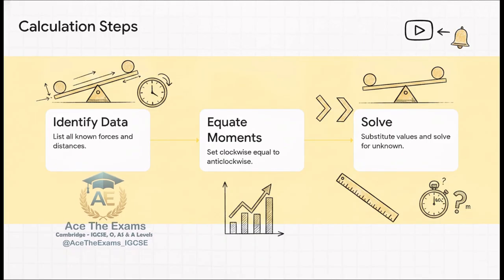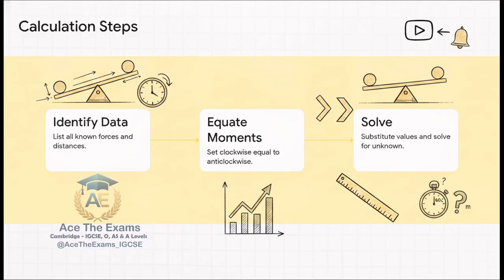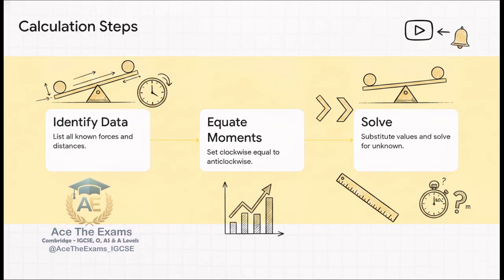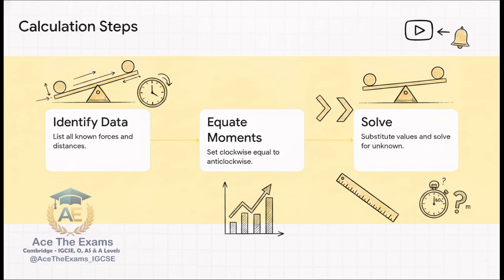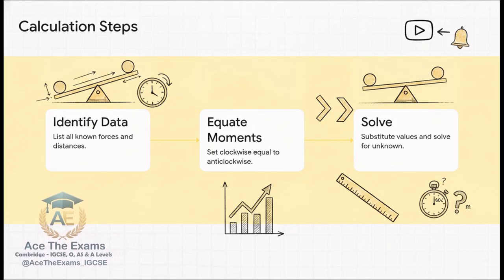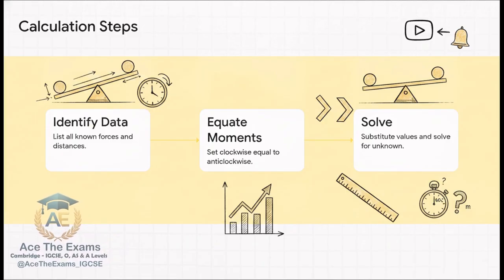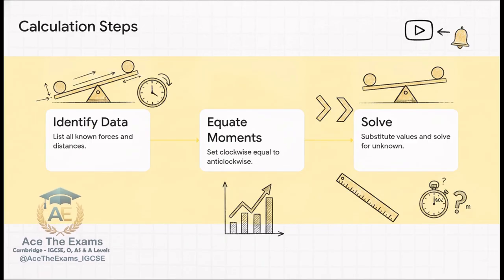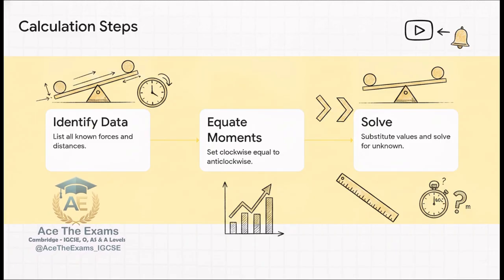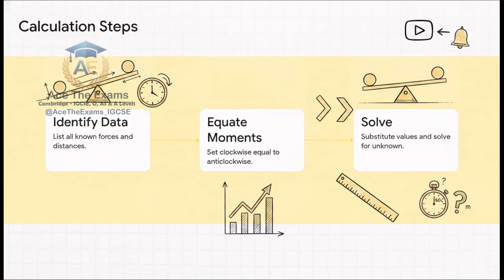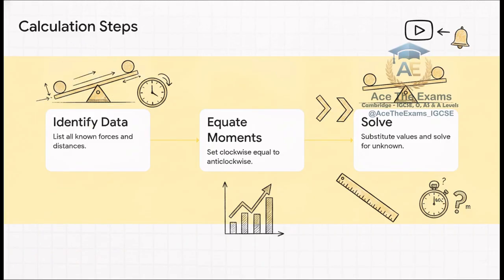Step 1. Do not touch your calculator yet. Write down exactly what you know and what you want to find out right there on the paper. List the anti-clockwise force and distance and the clockwise force and distance. Step 2. Write down the explicit statement: total anti-clockwise moment equals total clockwise moment. Do not skip this. Writing this foundational physics principle down often secures you the first method mark, even if your math goes wrong later.